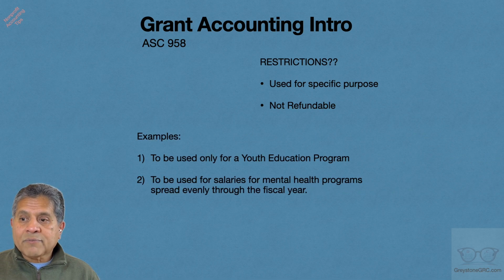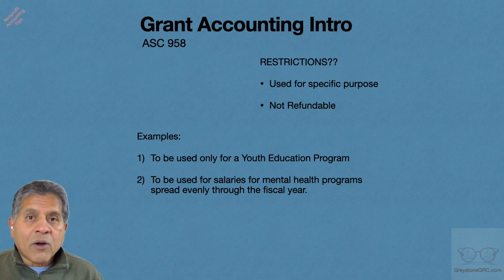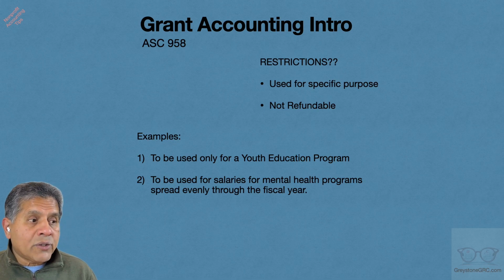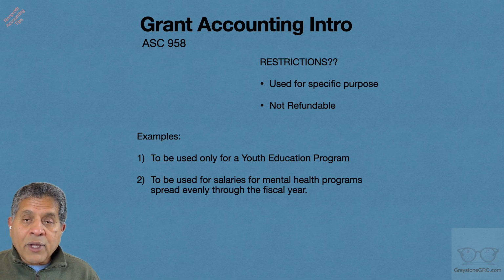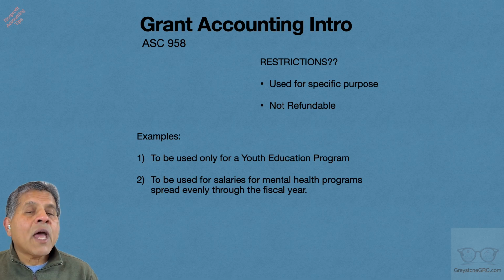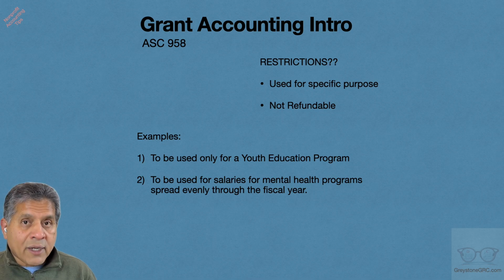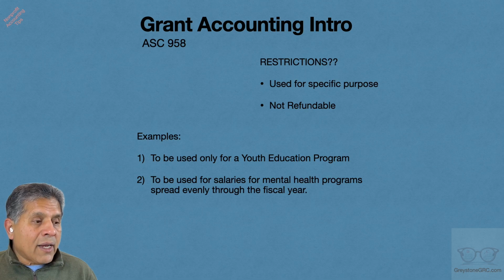Let's look at some examples. For the first example, a grant letter might say, to be used only for a youth education program. There is no specificity beyond the fact that it needs to be used for a youth education program. It could be for salaries, for food, for supplies, for rentals, whatever you can think of related to that program. And so that's not specific and measurable, which automatically makes it not a condition, but it is a restriction. You can't take that money and use it for, let's say, a senior support program. So that's an example of a restriction.